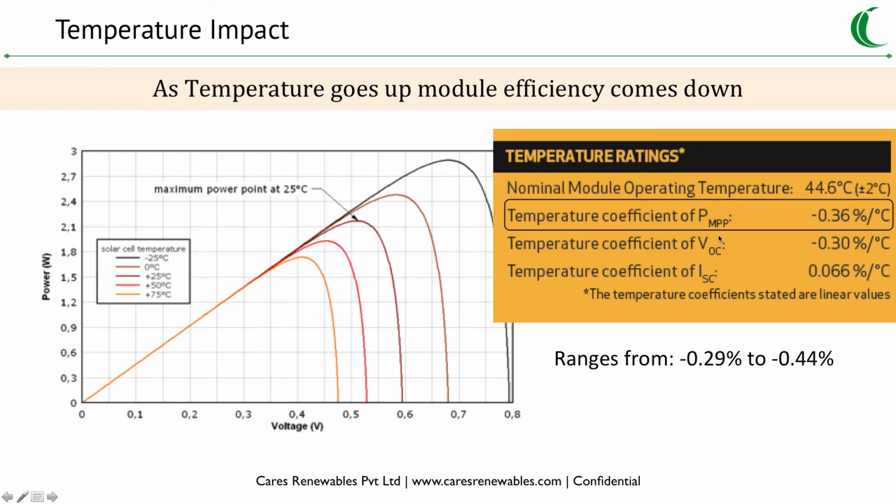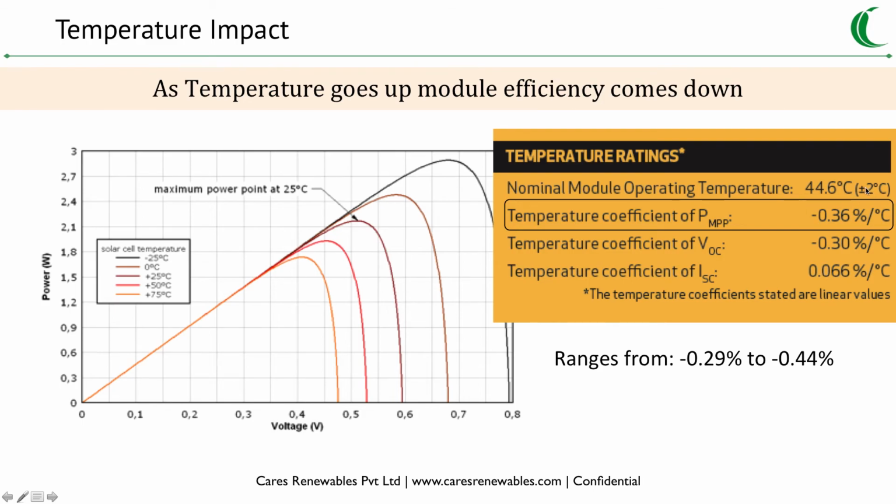And it's very important because during daytime, if you take the Indian climatic conditions, the module surface temperature will be somewhere around 50-60 degrees in most of the places. So this has a huge impact on the actual output which you get from the solar module.